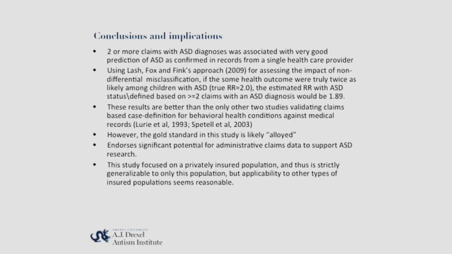So we also observed that what we see here is a little bit better results than a couple of other studies that have been done validating claims-based case diagnosis for other mental health conditions. There was one of depression and schizophrenia. But we note that we did not have the greatest gold standard here. So we still have to be a little bit cautious about the level of confidence that we have in using claims-based diagnoses. But we thought it did support some potential for using the administrative claims in these other ways that we want to talk about today.